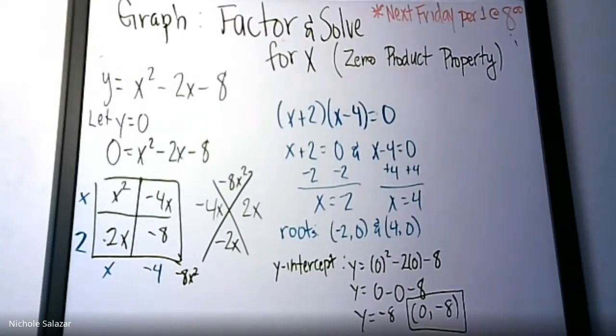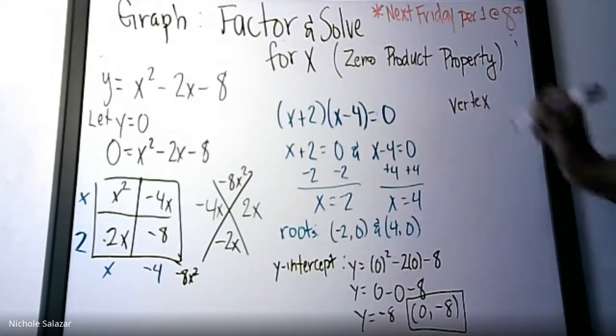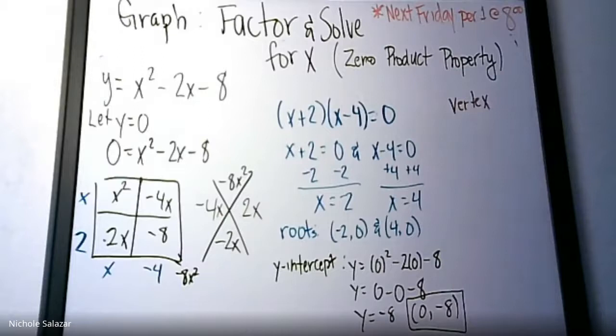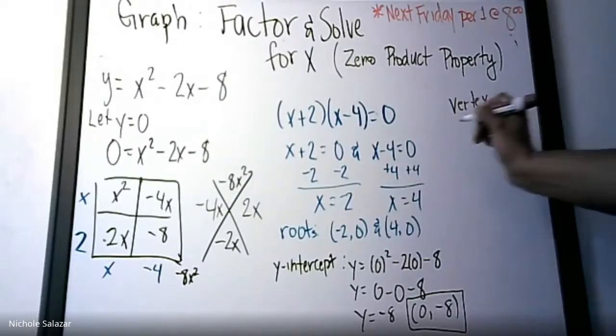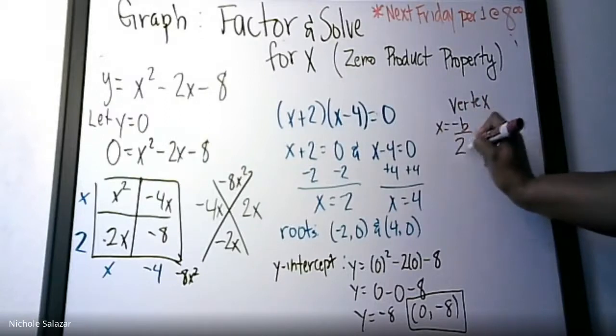All right, now there's one more point we need to find, and that's called our vertex. Okay, now the vertex is the point where this graph is going to bend. Just hang on, I know kids don't like this part. The formula for vertex is negative b over 2a.